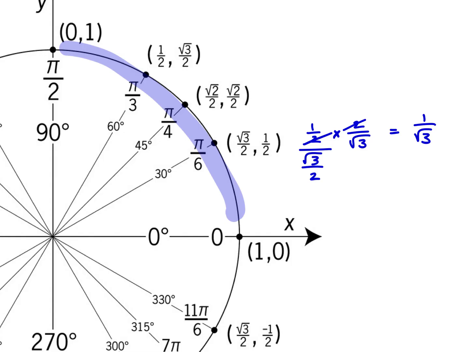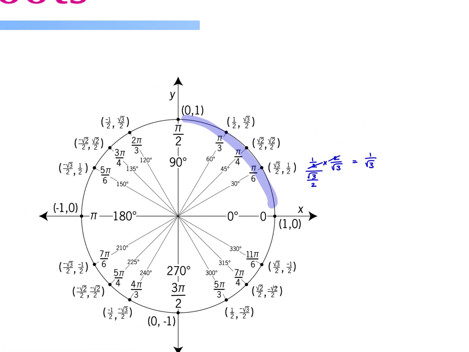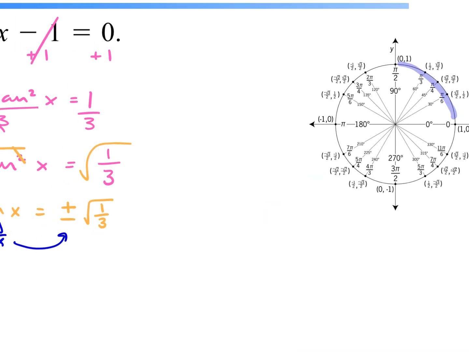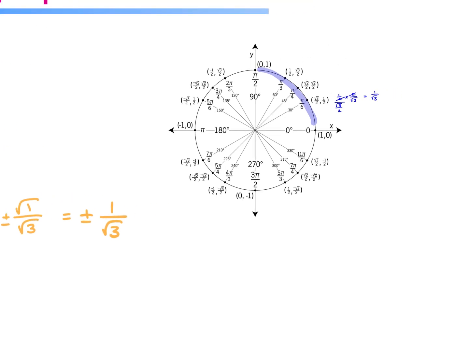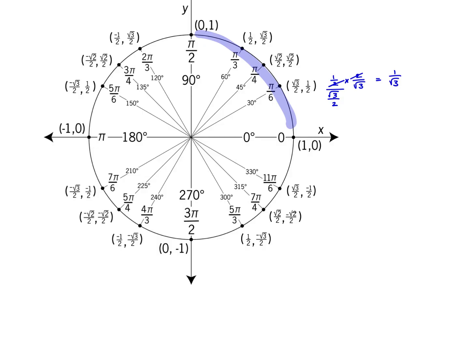Now let's pause for a second here. Is this the same as square root 1/3? If I were to simplify the square root of 1/3, I could say the square root of 1 over the square root of 3, plus or minus. What's the square root of 1? 1. And what's the square root of 3? Just square root 3. So are these the same? 1 over square root 3 and 1 over square root 3? Yeah. So this is going to be one of our answers.